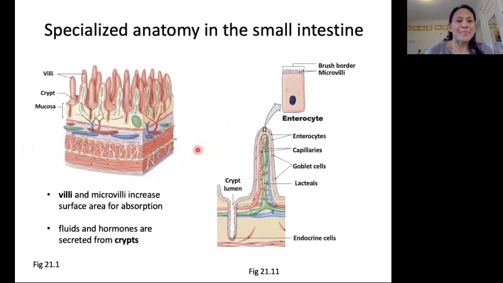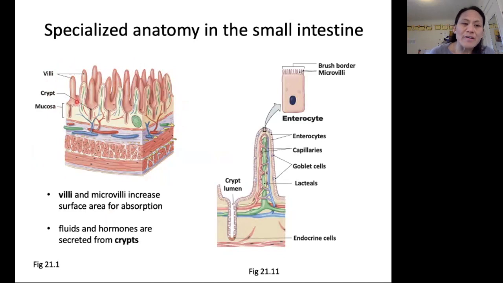All right. We have a specialized anatomy in the small intestine that is going to reflect these processes of digestion and absorption that are happening in the small intestine. Okay, so let me show you some of the features of the specialized anatomy that we have in the small intestine. First of all, in our mucosa, so this is a cross section through the small intestine wall, we have these finger-like projections called villi. Okay, and what those do is they increase the surface area for absorption.